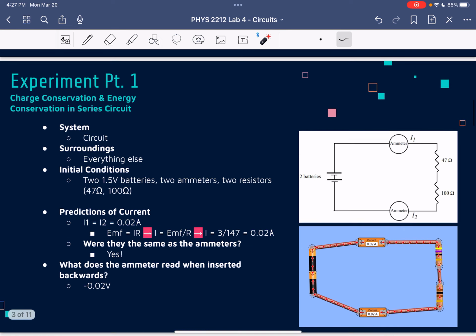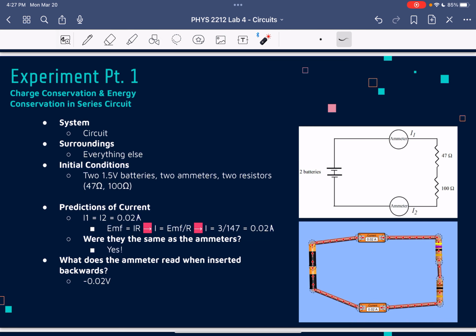So for the first part of this experiment, we had a circuit with two 1.5 volt batteries, two ammeters, and two resistors, 47 ohms and 100 ohms. We predicted the current to be 0.02 amps, using Ohm's law. EMF is equal to current times resistance. We solved for current and got that, and then in the ideal simulation we also got the same thing, so they did match. When the ammeter is inserted backwards, it's read as a negative.